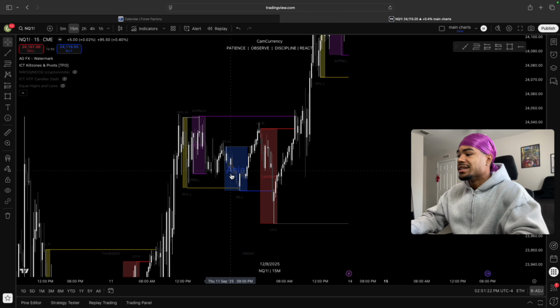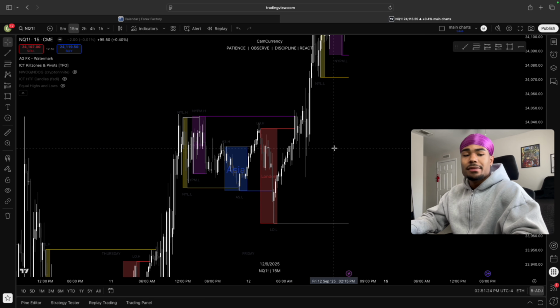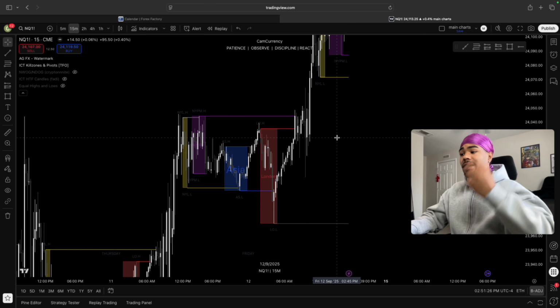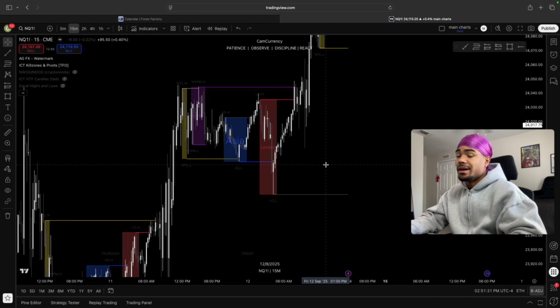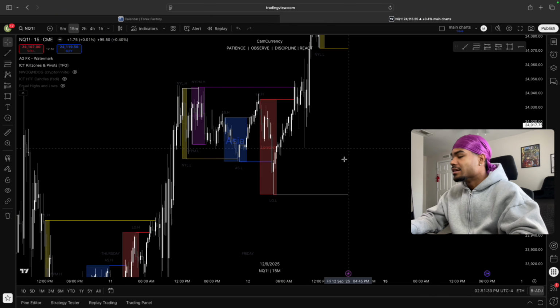If you know, specifically Asia and London play major roles. They do have very high magnets in price for their highs and lows, which is essentially what a draw on liquidity is, just a magnet for price. And they are very strong. London high, London low, Asia high, Asia low.